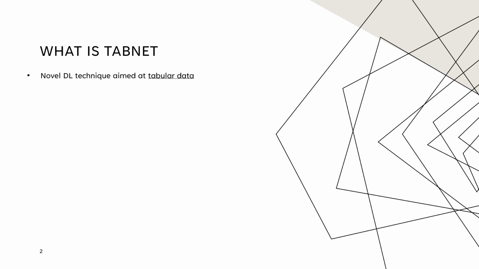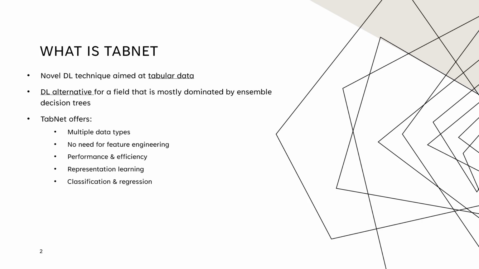TabNet is a novel deep learning technique developed with the aim of providing new solutions for tabular data. This alternative offers a deep learning approach for a field that's mostly dominated by ensemble decision trees. Among its many options, this new model offers the capability of dealing with multiple data types, not needing feature engineering, and allowing for performance and efficiency.